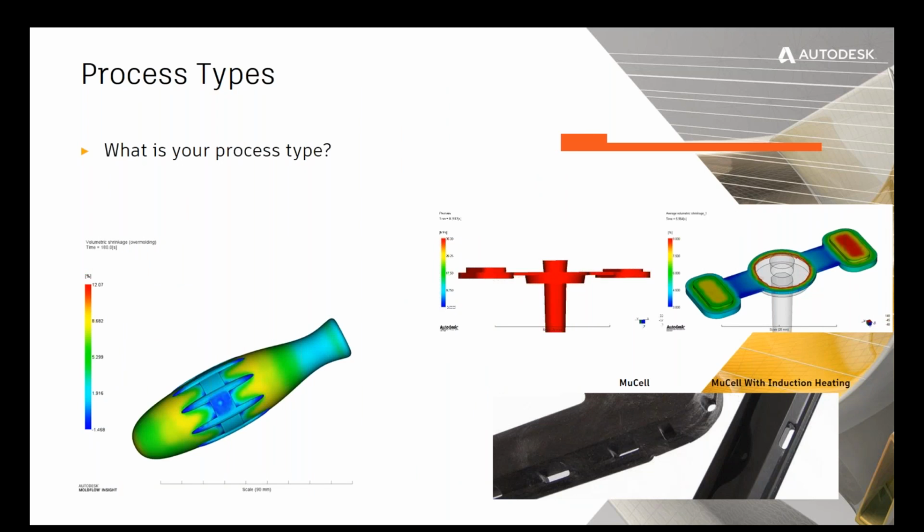In the beginning stages of your design and how you want to manufacture it, you have to consider the application and function to determine the best suitable process type. Is it overmolding a plastic component? Is it using MuCell to lightweight? Is it a two-shot sequential overmolding?